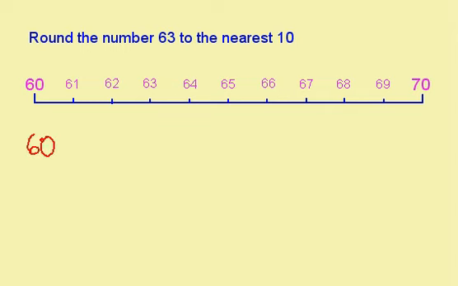If I was asked to round 65 to the nearest 10, it's exactly in the middle of 60 and 70. By convention, we always round 65 up to 70.